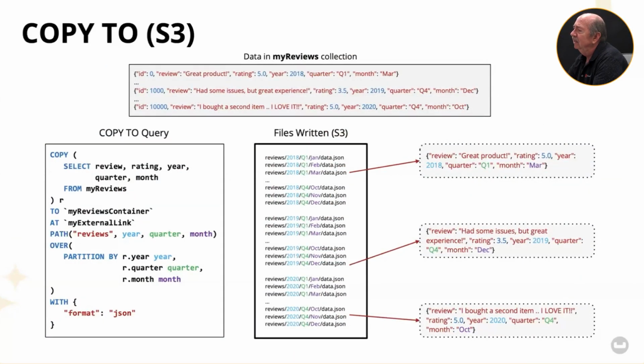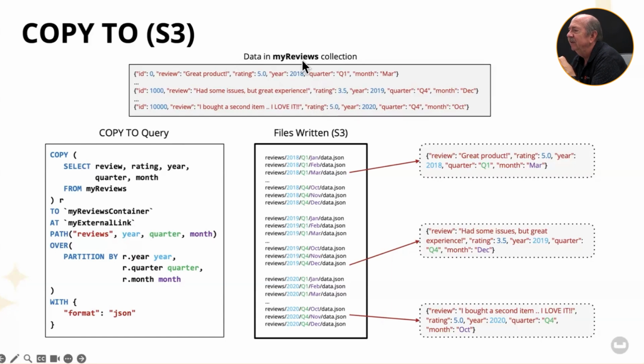So that was data coming in. What about data going out? Well, very quickly, you can do that too. You can take data and push it out to your favorite data lake or your external object store. So this is an example of a copy to query in Columnar.